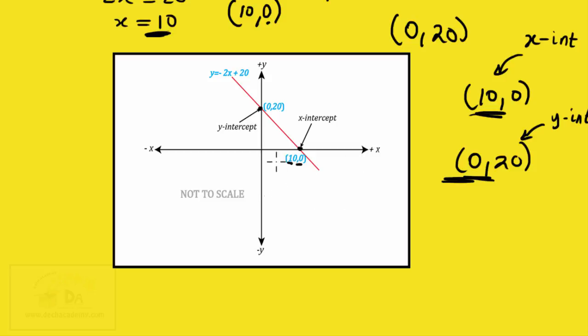So for the y-intercept, the x coordinate is always 0. For the x-intercept, the y coordinate is always 0. By replacing x with 0 in an equation, you get the y coordinate of its y-intercept. By replacing y with 0 in an equation, you get the x coordinate of its x-intercept. So this thing takes practice to master.